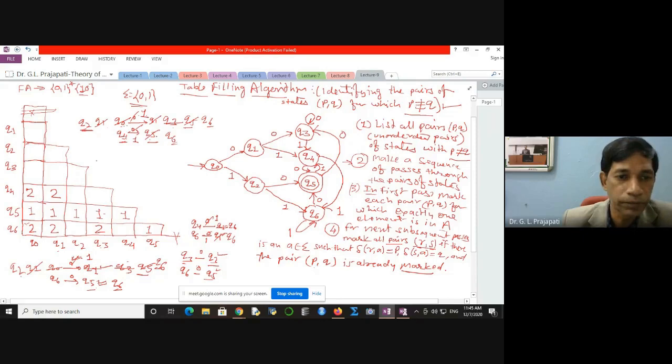This means that Q2 and Q4 cannot be marked. So this is the pair Q2 and Q4 that you cannot mark.